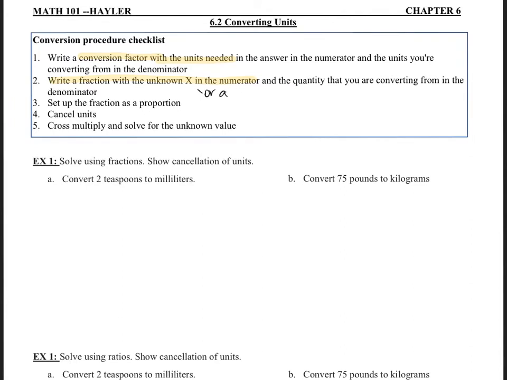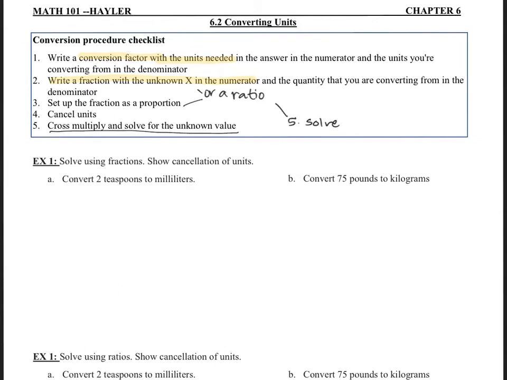Sorry, not a proportion, or a ratio. Set up the fraction as a proportion, or also as a ratio. Cancel units, and then for step 5, cross multiply and solve. That is also for if you're looking at it as a factor. For ratios, you would just continue with solving for step 5.